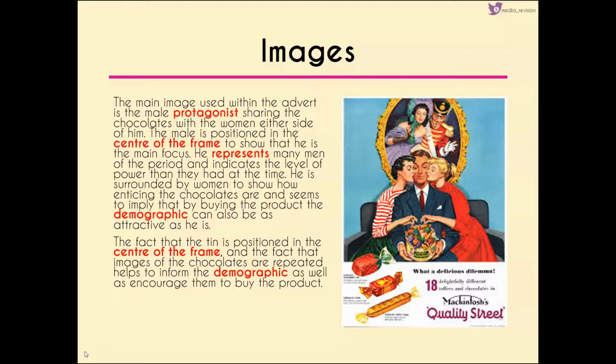The fact that the tin is positioned in the centre of the frame and the fact that the images of the chocolates are repeated helps to inform the demographic as well as encourage them to buy the product. So I've not written an awful lot here in order to get good marks, but what you can see that I've done is include those key terms all the way throughout, and for each example that I mention, the male in the centre of the frame and the tin positioned in the centre of the frame, I've then explained what it does. So we're getting that meaning throughout as well as picking out those key features.